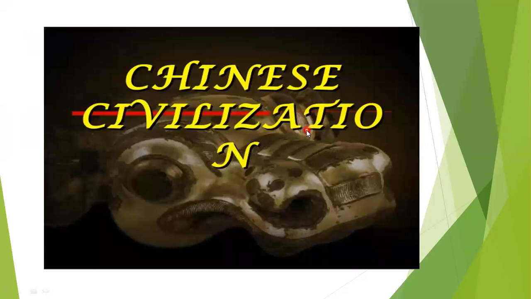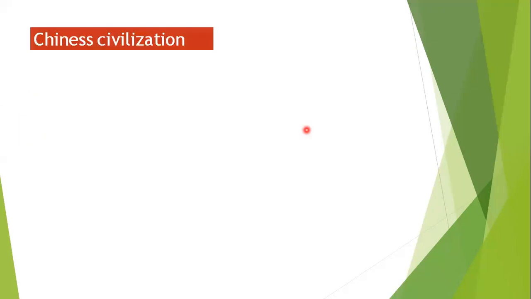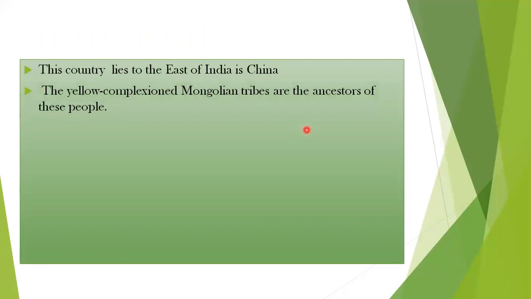Next, we have to move on to the Chinese civilization. What do we mean by Chinese civilization? What are the major things, and where was it born? These are the things we have to learn here. See, children, you know what China is? This country lies in the east of India, in the Asian continent.